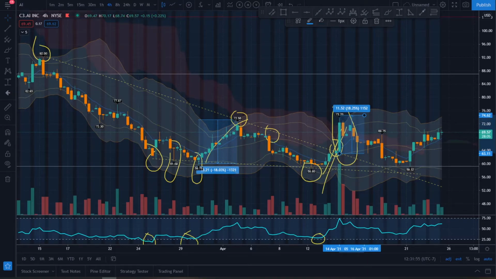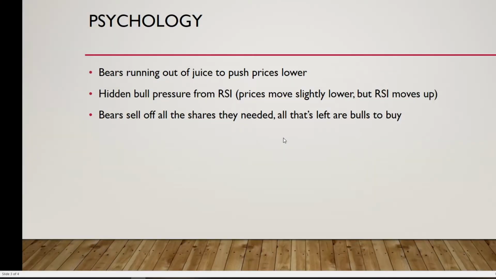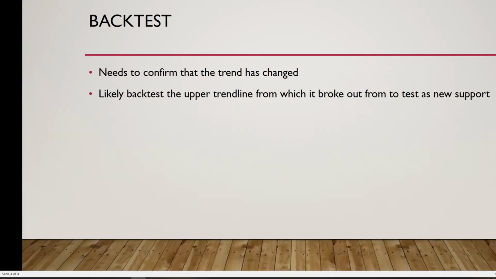Another part of the descending wedge is that it could always backtest and change the pattern. A backtest means that it needs to confirm that the trend has changed. It will go back up near the upper trend line in which it broke out from and test it as a new support zone. And if it bounces from there and the prices move up and continue to break to a new higher high, then it confirms the trend change.